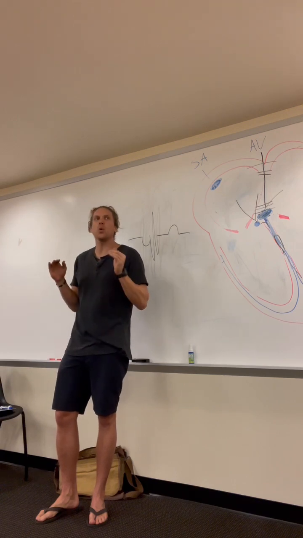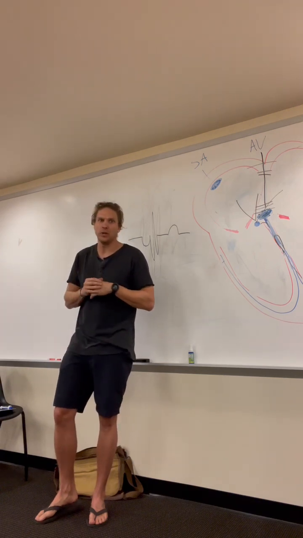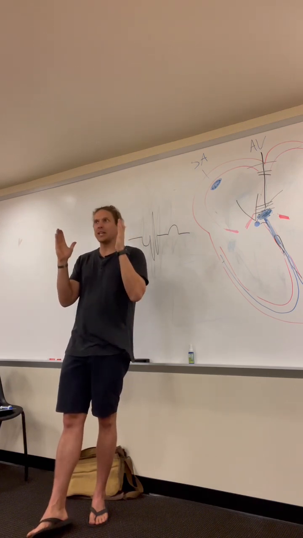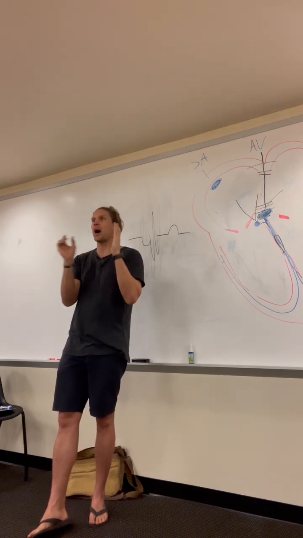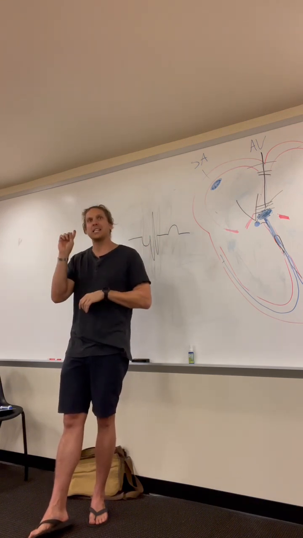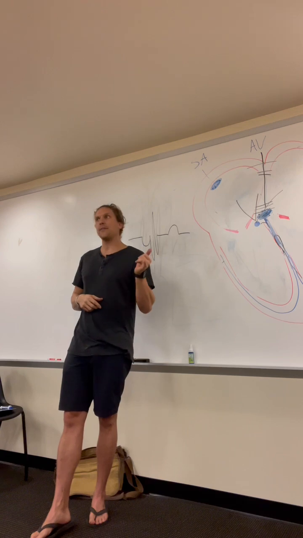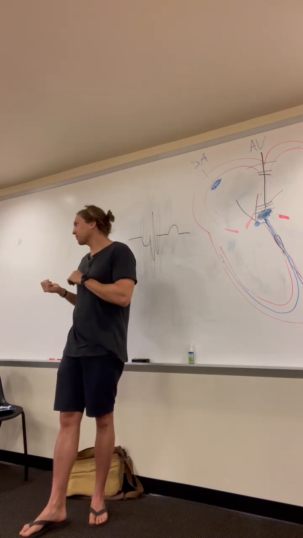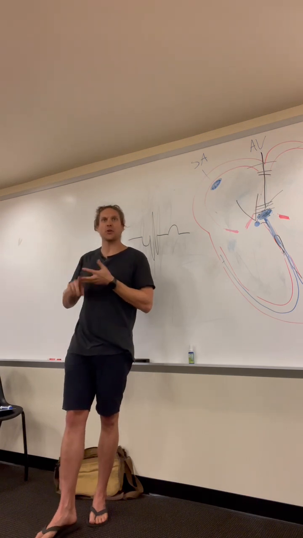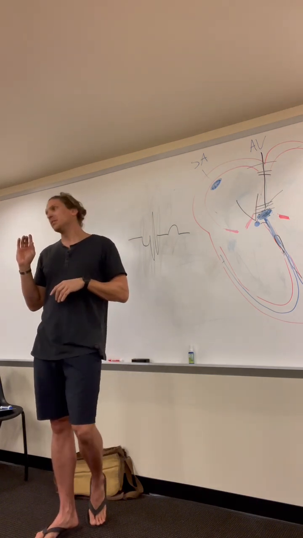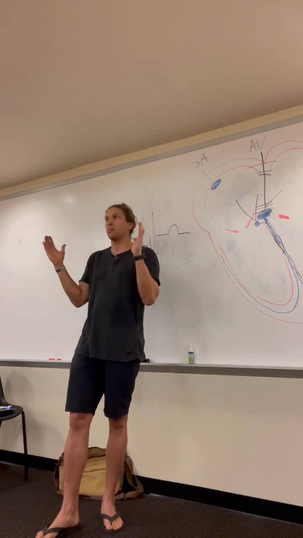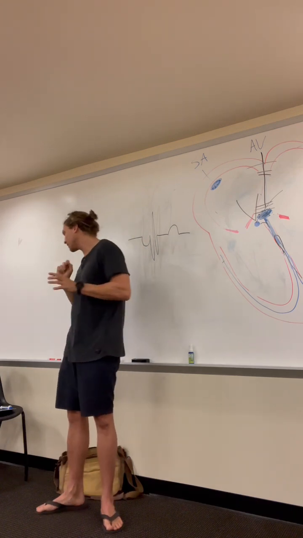First degree, the only rule is it's a prolonged PR interval. So the beginning of your P to your QRS is your PR interval, and you're allowed 5 little boxes. If it's longer than that, it's a prolonged PR interval, and it's a first degree heart block. You'll have to separate this from your second and third degree heart blocks. So with a first degree heart block, you don't drop any QRSs. It's literally just a PR interval prolongation. That's the only rule for it.